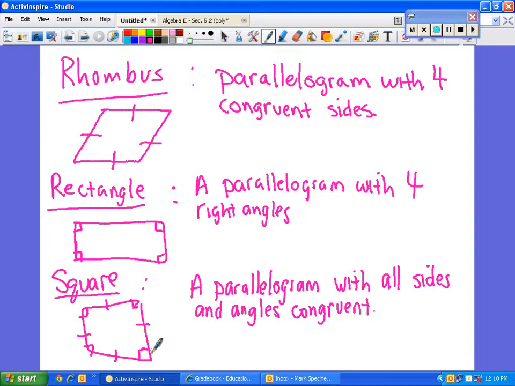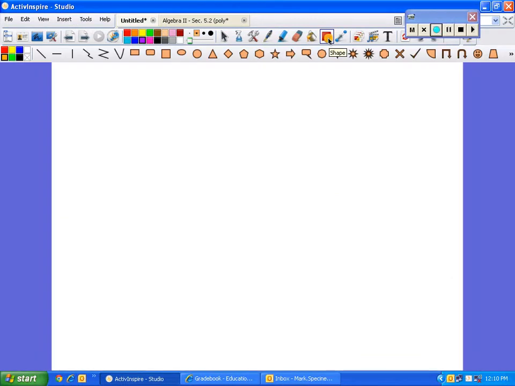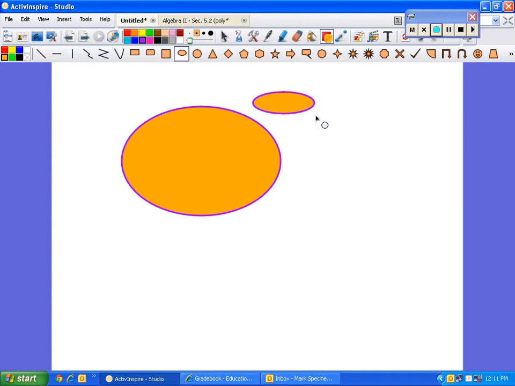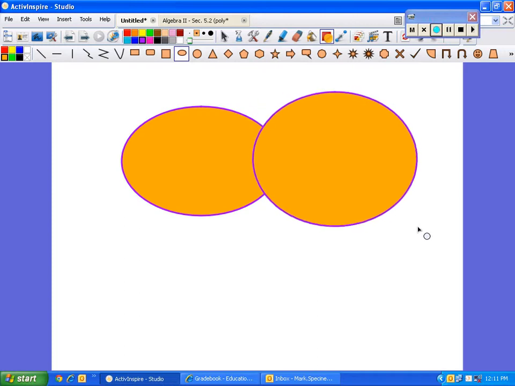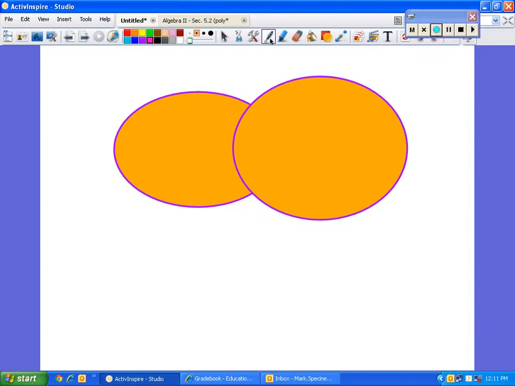If you are looking for a very easy way to remember this, take a look at this. It's a square. How did you not know that? A circle. On the square. Square. Oval.